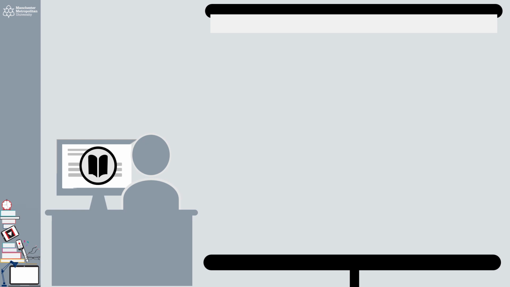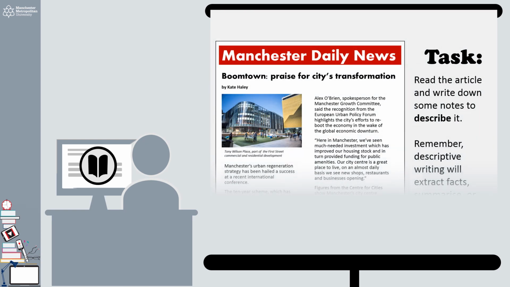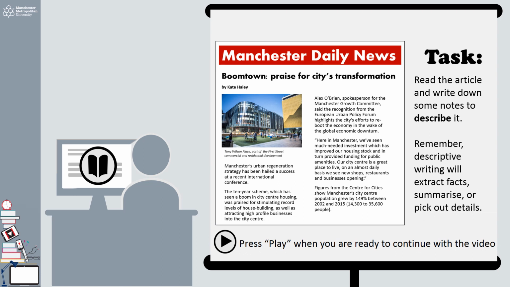We're going to do an activity using a short piece of text, responding to identify the difference between the two writing styles. Your task is to read the article and write down some notes to describe it. Remember that descriptive writing will extract facts, it may summarise or it may pick out details. You might want to pause this presentation whilst you make notes. You can press play when you are ready to continue.